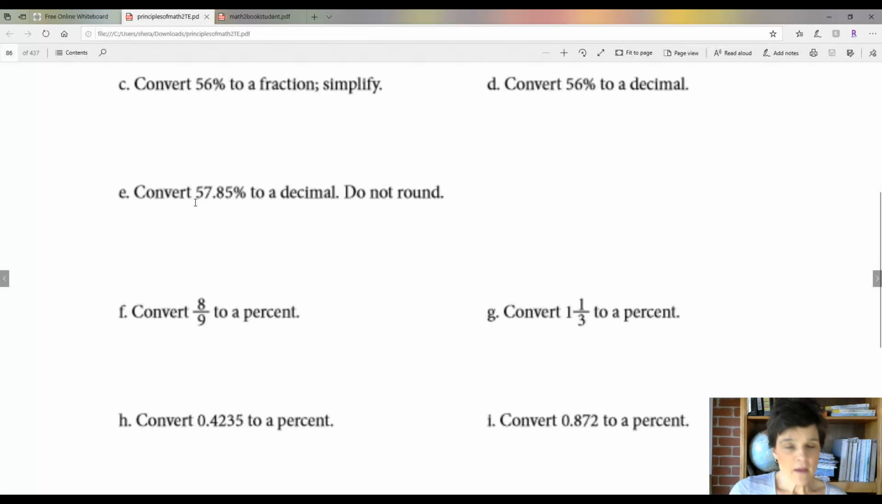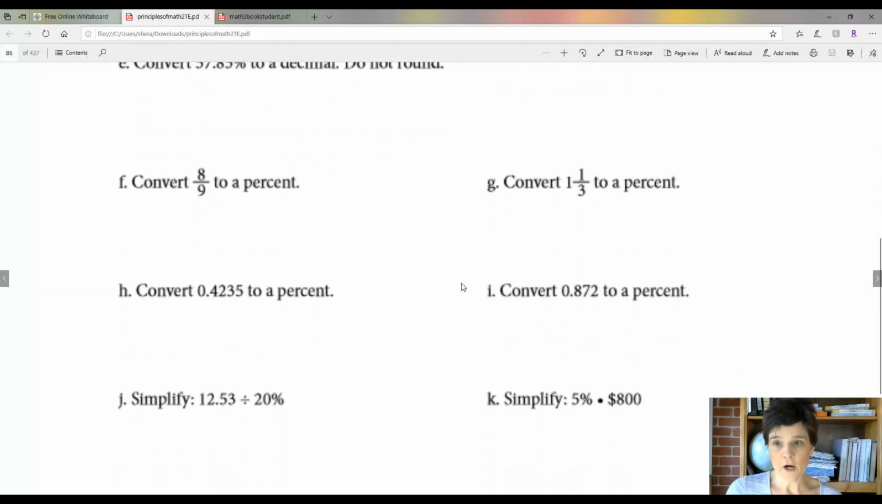Now, this is to convert 57.85% to a decimal, and do not round. Okay, so we have a percent. We want to make it a decimal. Remember what we do? Move the decimal twice to the left. So your answer would end up being 0.5785. It said not to round, that means to leave all the numbers in there.